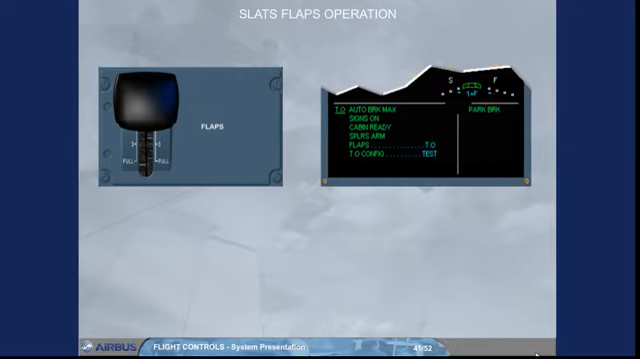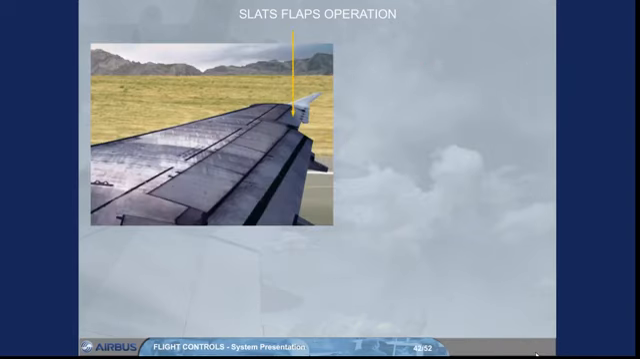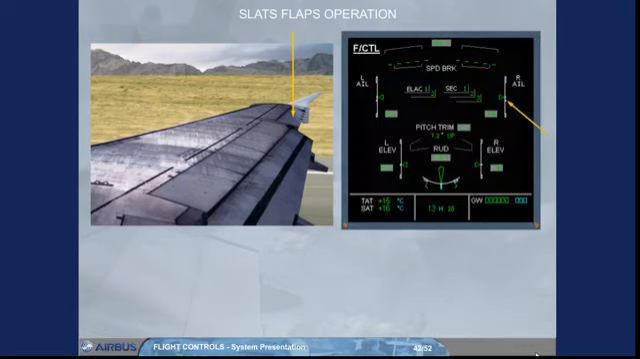When the flaps and slats have reached their selected positions, the blue markers disappear. The flaps lever position number changes from blue to green. The flaps takeoff memo turns to green. When the flaps are extended, the ailerons move to a new neutral position by about 5 degrees in order to be more efficient. On the ECAM flight control page, the green aileron indexes are now pointing to a small white square, which represents the new neutral position.